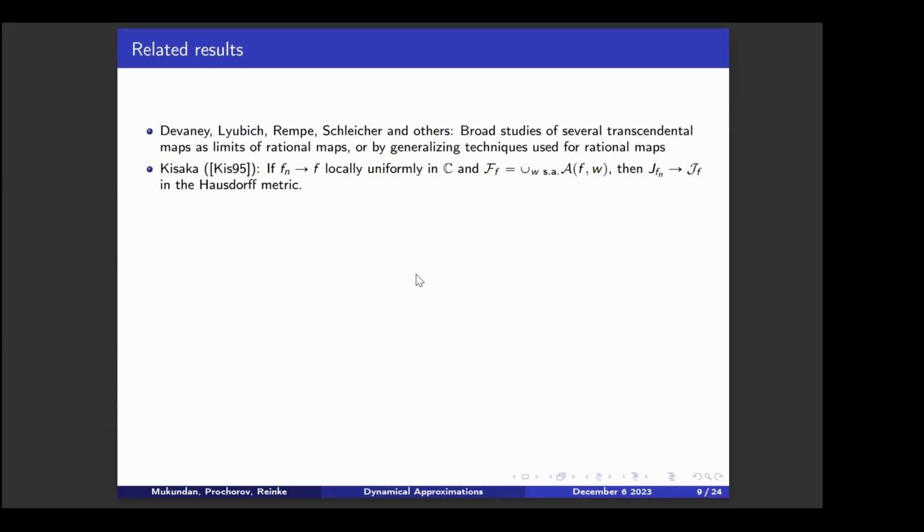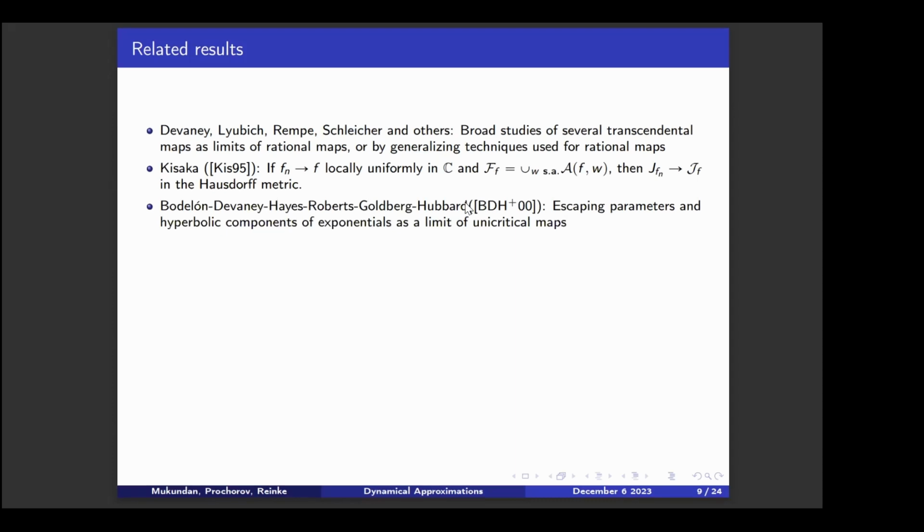Kisaka has this beautiful result from 95, which states, if you have a sequence of entire maps fn converging to f, and furthermore, you know that the Fatou set of f is the union of super attracting basins. So the Fatou set of f already has this nice structure. Then what Kisaka proved is that the Julia sets of the fn converge to the Julia set of f in the Hausdorff metric. So this is an example where you don't have any PSF property or anything like that, but the Fatou set already has this structure, and then you're making a statement about the convergence of Julia sets.